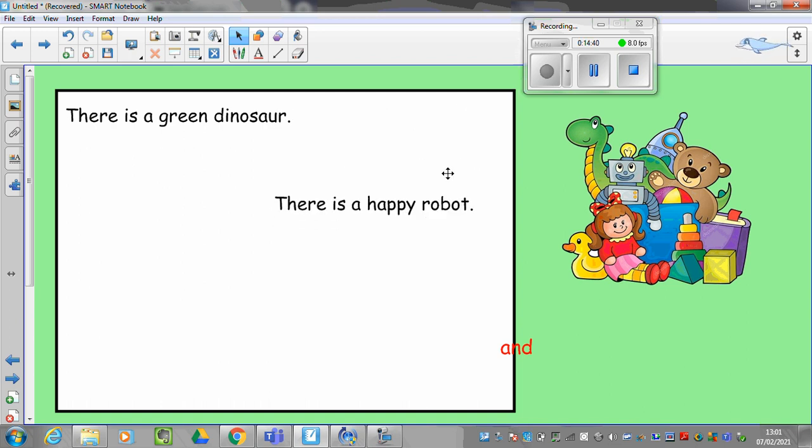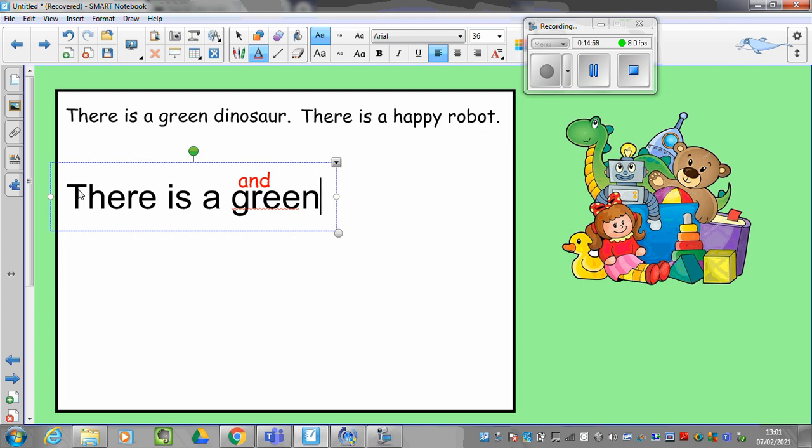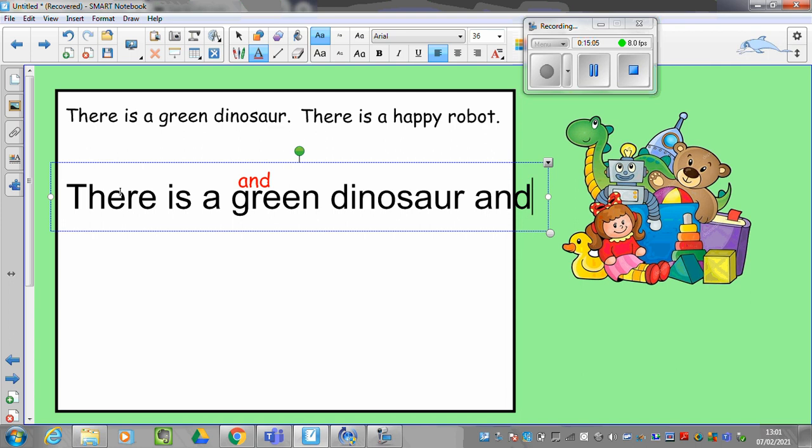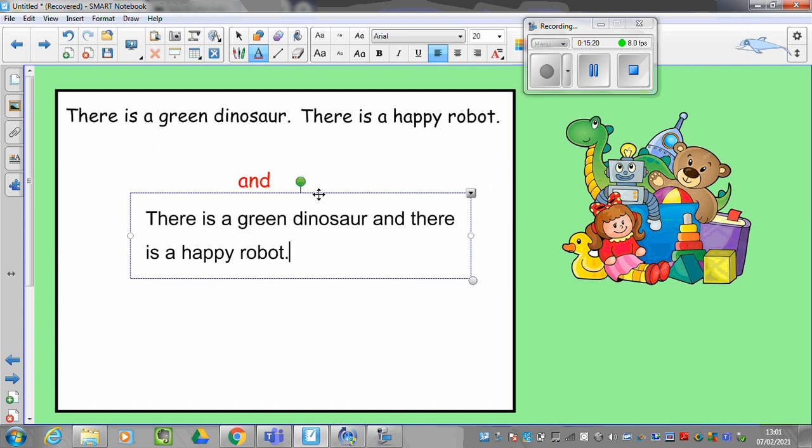Oh, I've added in my and clause by accident. I can't read it there, so let's do that again. There is a green dinosaur. There is a happy robot. Then, on a separate line, you will add in our and conjunction, okay? It can't go in there, so let's put it into our next sentence. There is a green dinosaur, and there is a happy robot. There we go. So you have written your sentence like that.